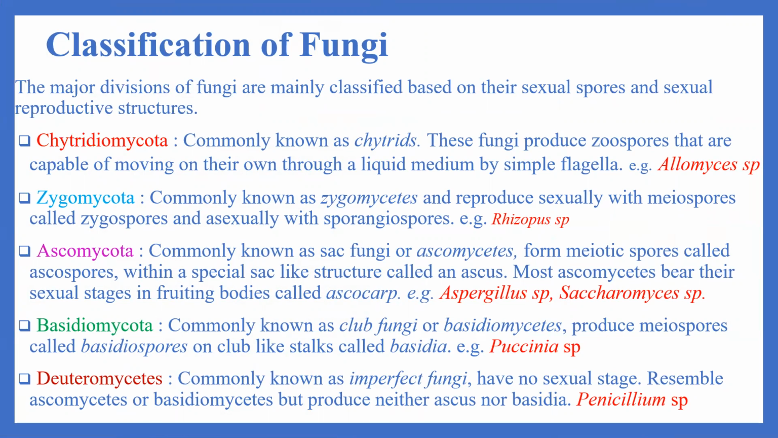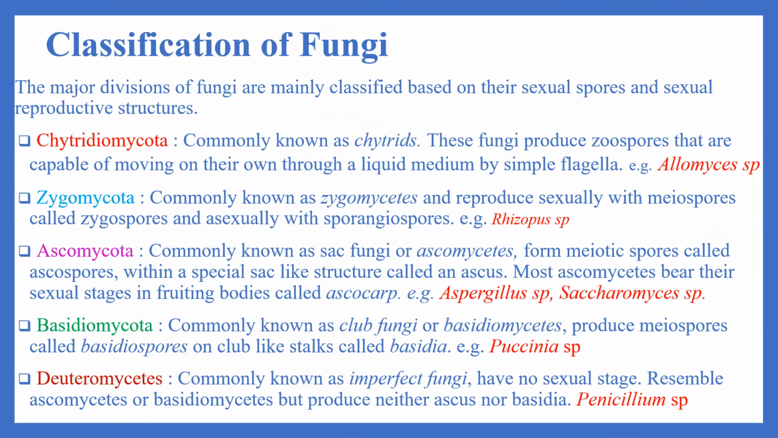Common example is Allomyces. Now, Zygomycota, commonly called zygomycetes, reproduce sexually with meiospores called zygospores and asexually with sporangiospores. The common examples are Rhizopus, Mucor, etc.